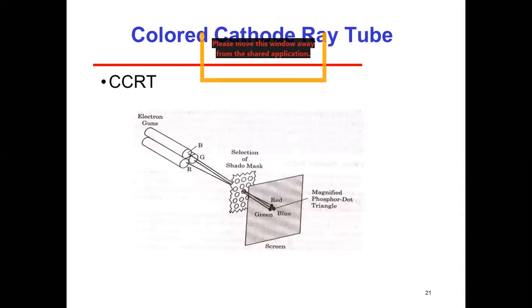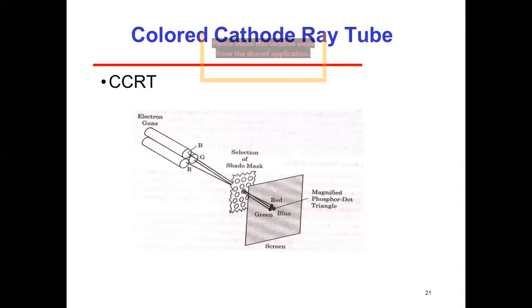Then after CRT, you can see here there is a colored cathode ray tube. The CRT again changed to the CCRT, that is, the colored cathode ray tube. Now you can see there are 3 electron guns, RGB, and then how we are going to select the shadow mask. There is again a system on the screen.